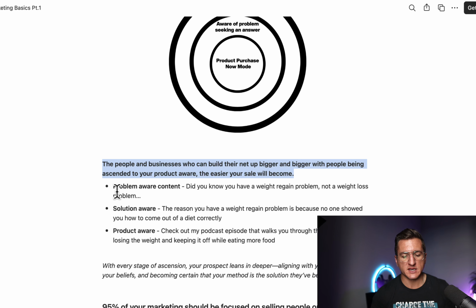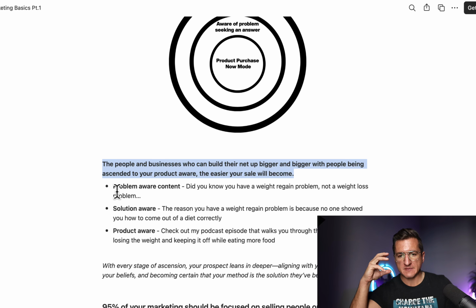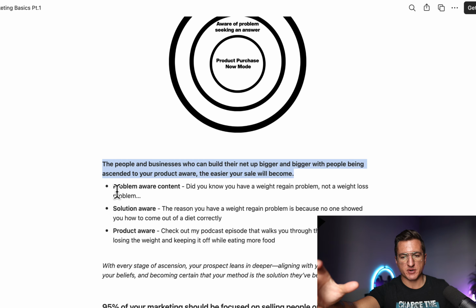And so let's say problem aware. I'm going to walk you through how we got people to be convinced, whether we convinced them to become product purchase now mode, or they eventually became product purchase now mode, and how we distinguished ourselves from other people so we're not a commodity. So first was sending people to problem aware.